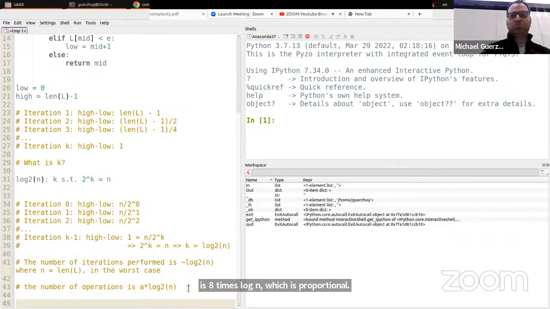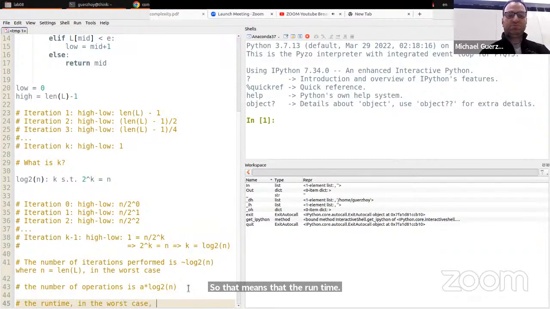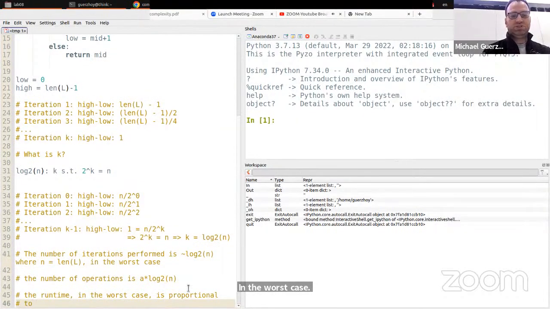So that means that the runtime in the worst case is proportional to log 2 n.